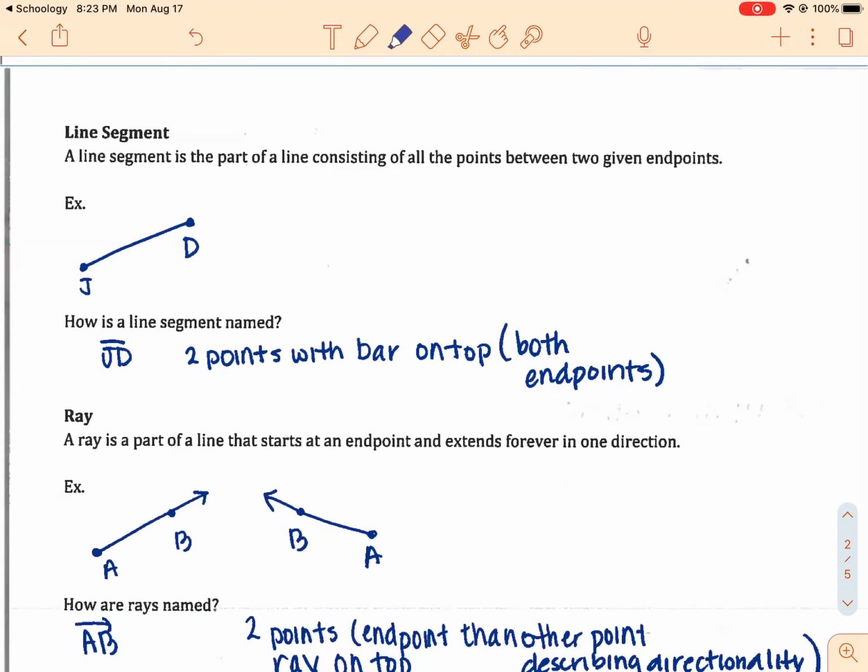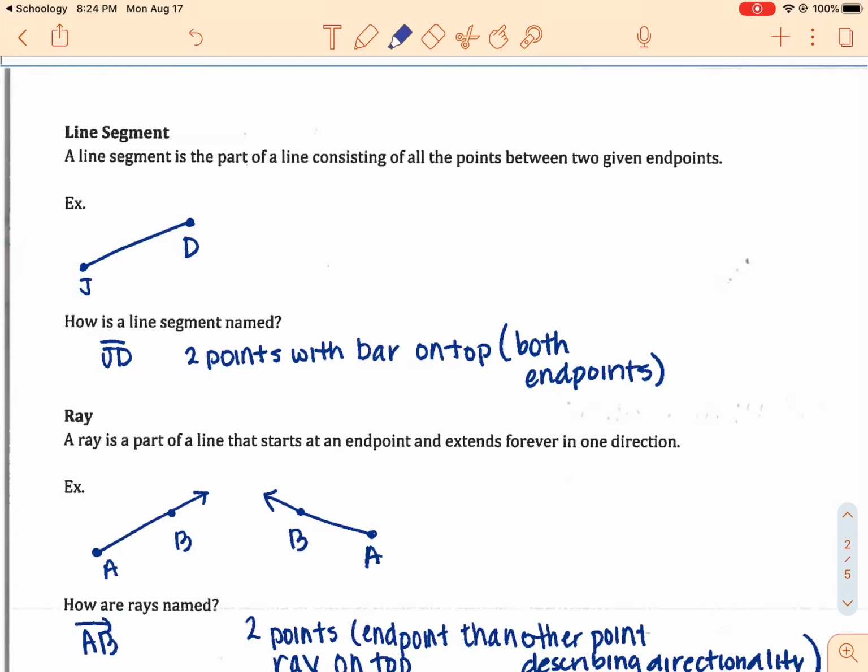Going from a line to a line segment. A line segment is a part of a line, so then there are actual endpoints. So the line segment stops on 2 different ends. The example here is JD. And how would we name it? Similar to a line, but we don't put the arrows above it. So it's 2 points with a bar on top because those are the 2 endpoints of that segment.